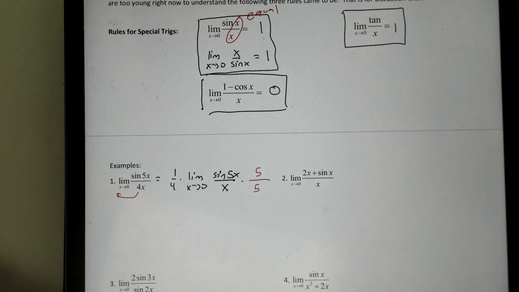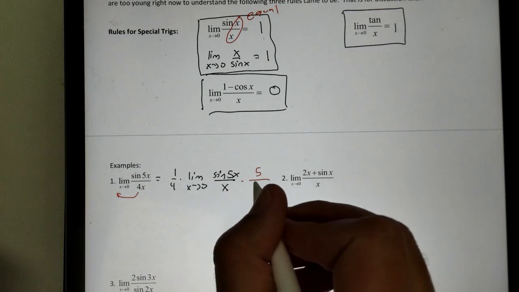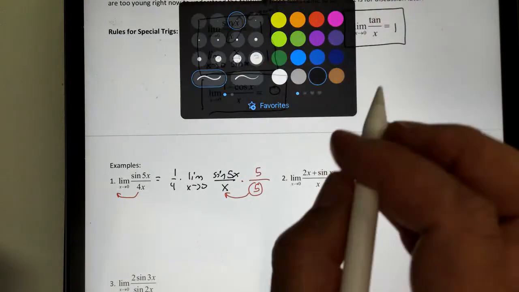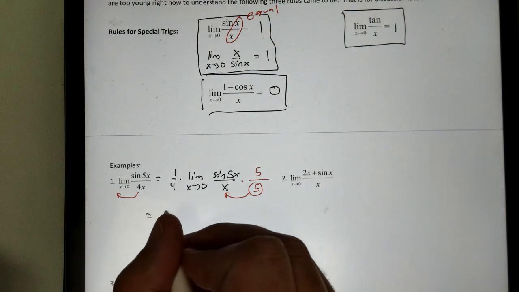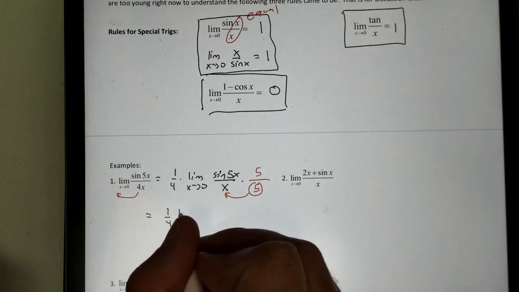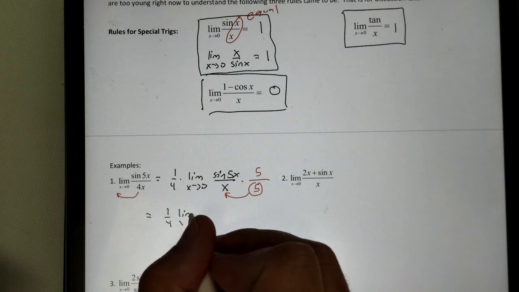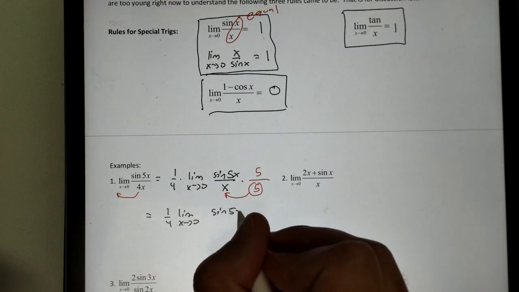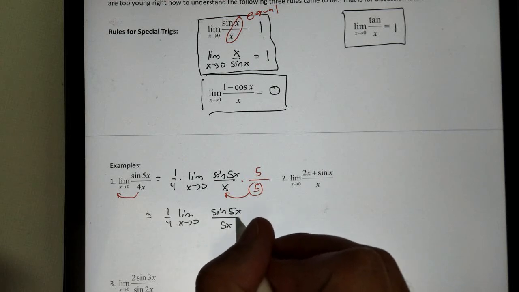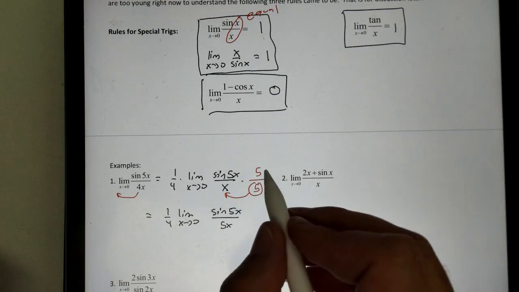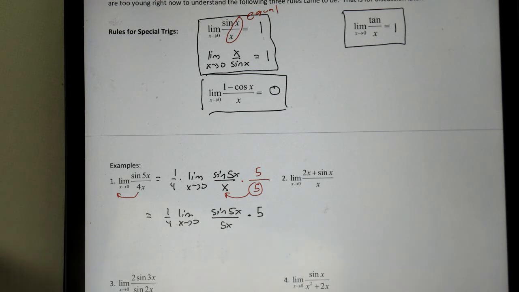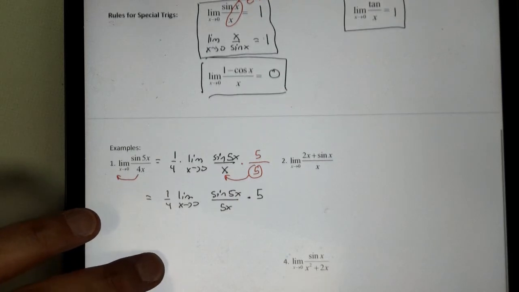That way we don't change the value. Now this 5 belongs to this x. So when I rewrite it now, I'm going to get 1/4 times the limit as x approaches 0 of sine of 5x over 5x, and I still have this leftover 5 here. So I'm just going to write it off to the side right there. And now we're pretty much done with this one.